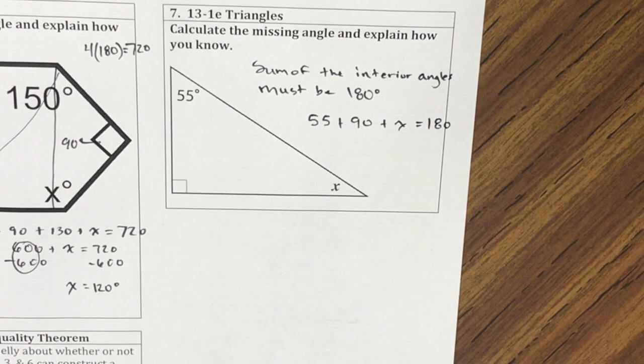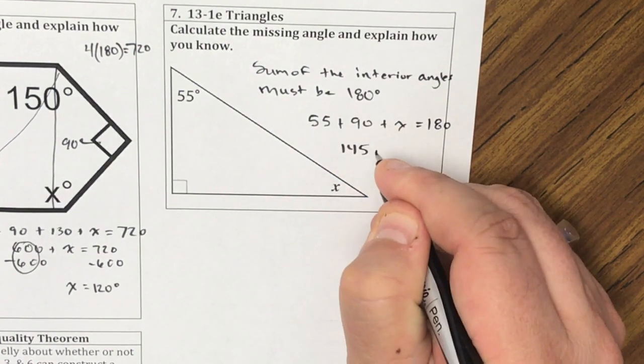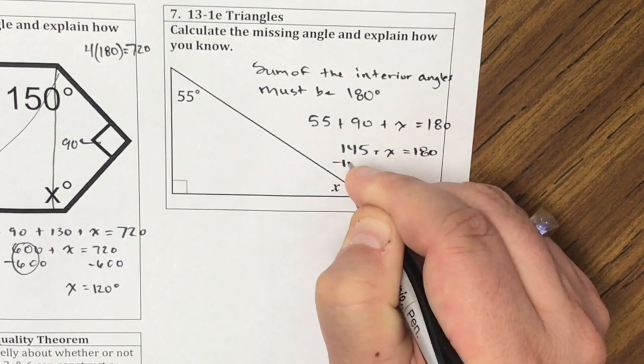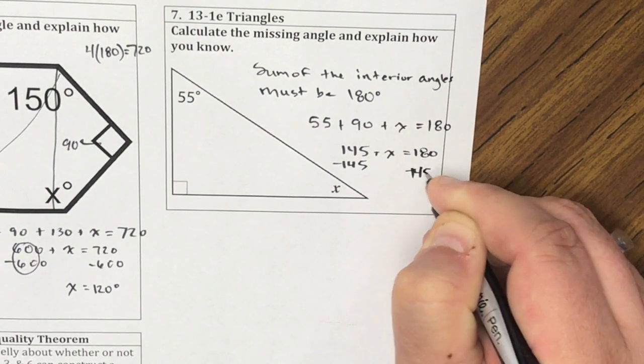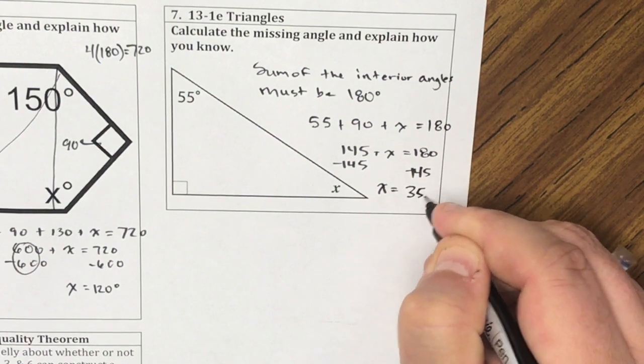55 plus 90 is 145. 145 plus x equals 180. Subtract 145. X equals 35 degrees.